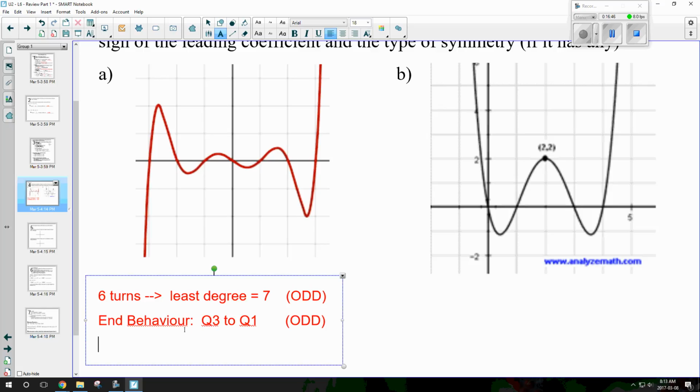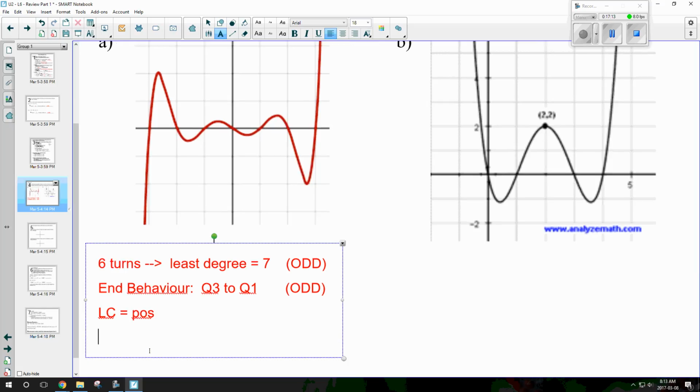And the last one is to determine whether it has point symmetry and whether the leading coefficient is positive. So the leading coefficient first, let's look at our end behavior. Our end behavior is quadrant 3 to quadrant 1. And remember, for odd functions, quadrant 3 to quadrant 1 means the leading coefficient, I'm just going to use a short form for LC, must be a positive value since it goes from quadrant 3 to quadrant 1.